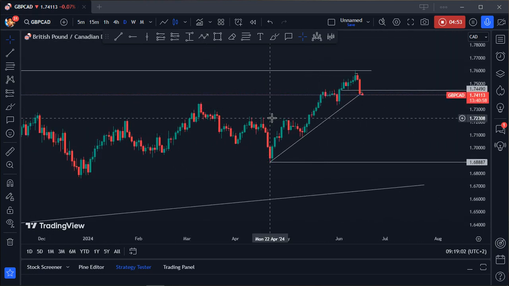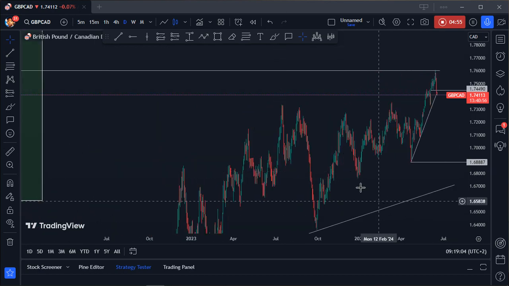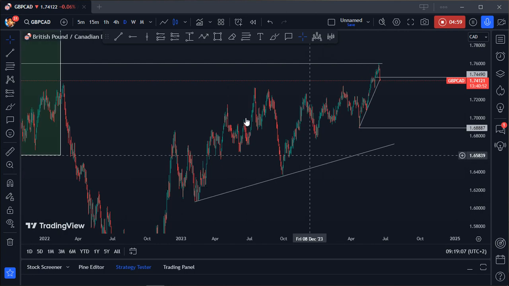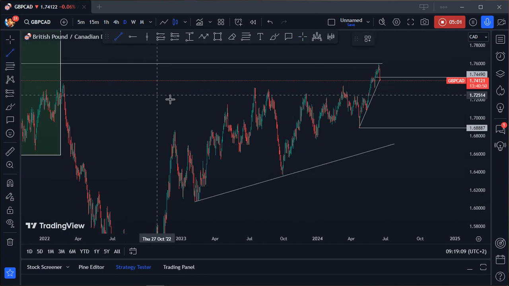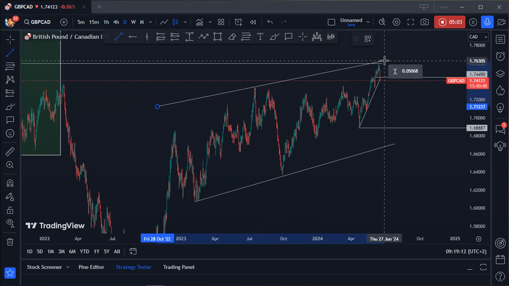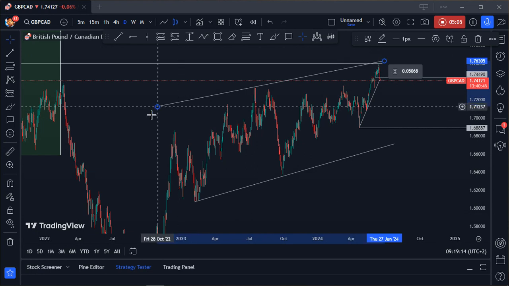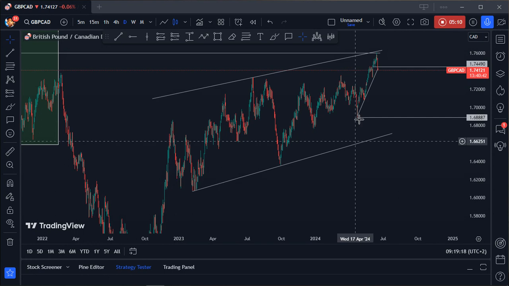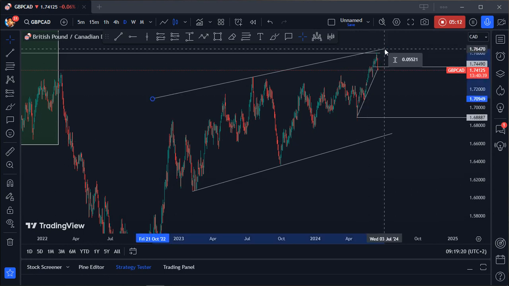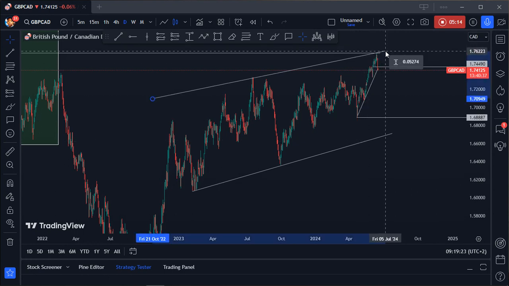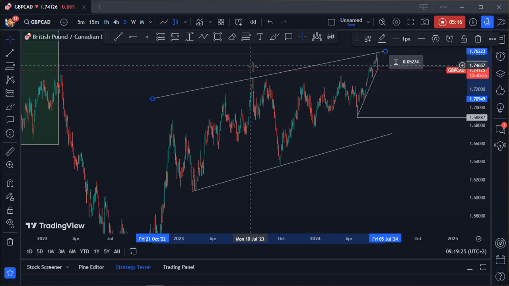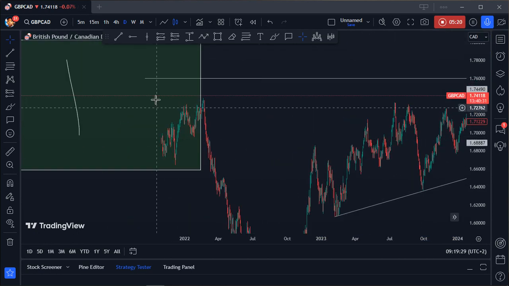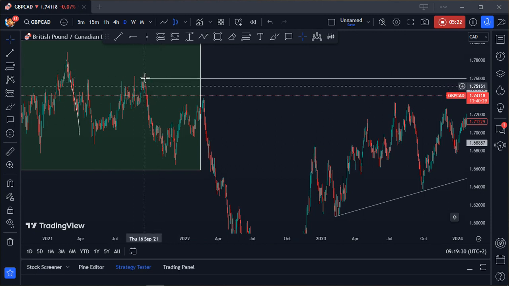So if we are looking at the daily time frame, let's just look at what's happening. What is price doing here? You can clearly see that we are in an ascending channel structure, but I'm just going to delete this because my main reference is this high.